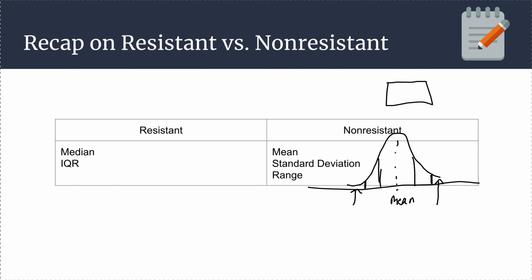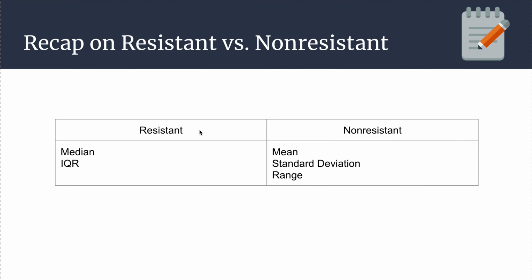Quick recap here on resistant versus non-resistant. Our main resistant measures, statistics, are the median and the IQR, and the stuff related to those, like the first quartile, third quartile, things like that. The non-resistant statistics are means, standard deviations, and ranges, because all of these are heavily impacted by outliers.